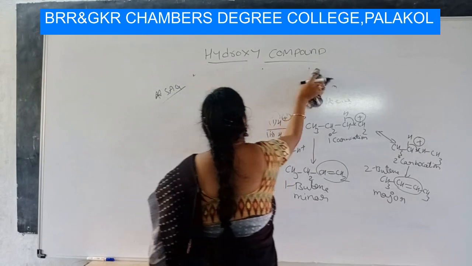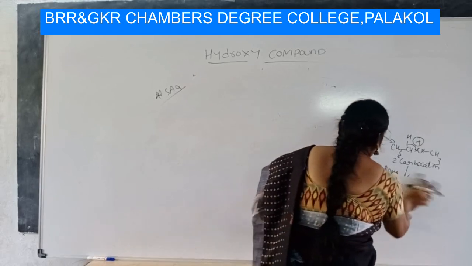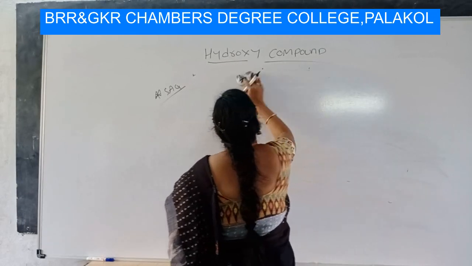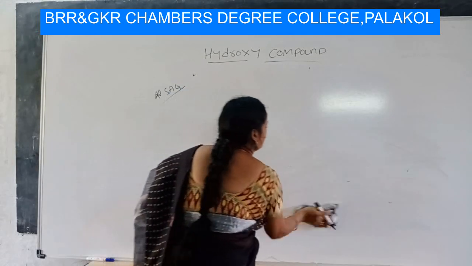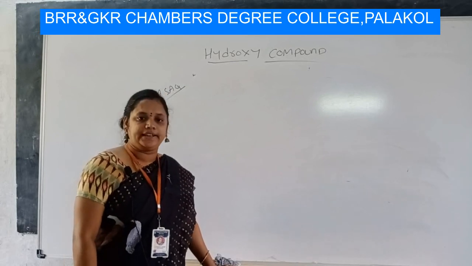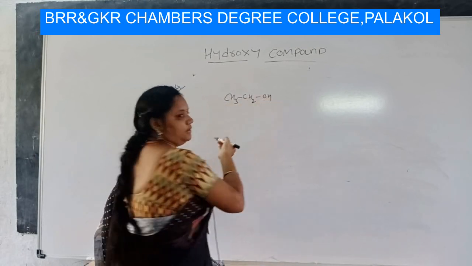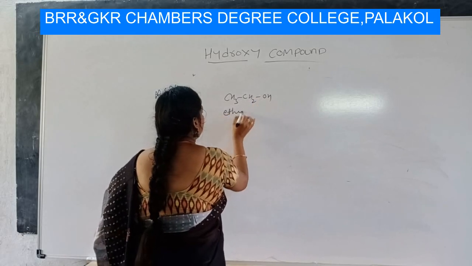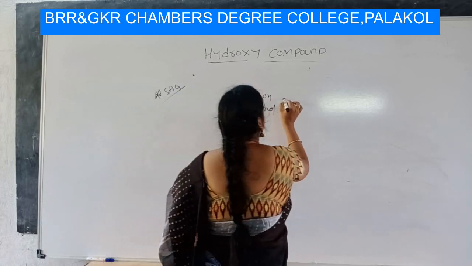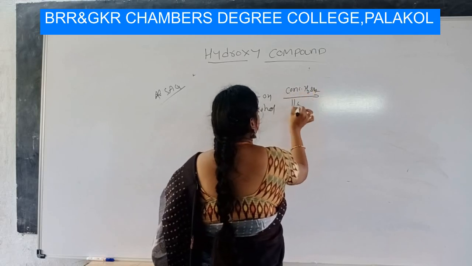Okay, next topic. What happens if you dehydrate alcohols at different temperatures? Take CH3CH2OH. What is the name of this alcohol, students? Ethyl alcohol. If you dehydrate with concentrated sulfuric acid at 110 degrees centigrade, what happens?